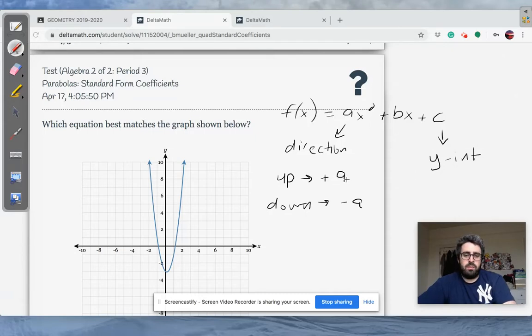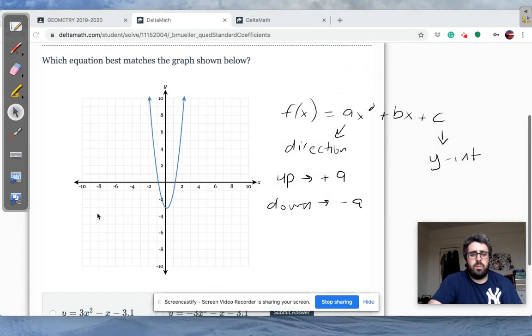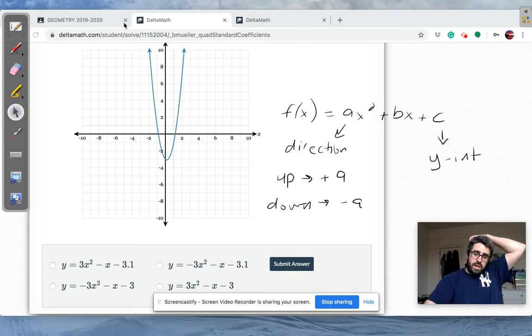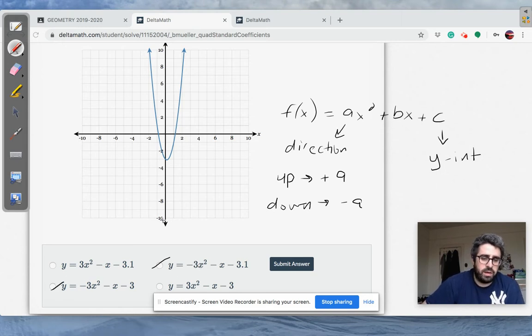All right, so let's look at the problem. We can clearly see that this is opening upwards, so I would eliminate any answer choice that has a negative a value. This choice here has a negative a value, so I'll get rid of that. And this one here has a negative 3, so that's not correct either. Now we're between two choices, y equals 3x squared minus x minus 3.1, and y equals 3x squared minus x minus 3.